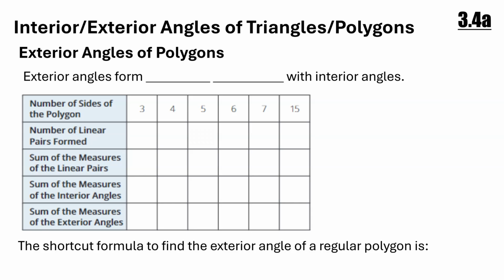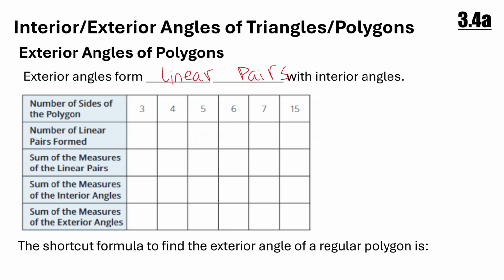Exterior angles form linear pairs with interior angles. You can use the fact that every polygon will have the same number of linear pairs as it does sides to find the sum of the measures of the linear pairs, and take away the sum of the measures of the interior angles to determine the sum of the measures of the exterior angles, which brings us to the table.